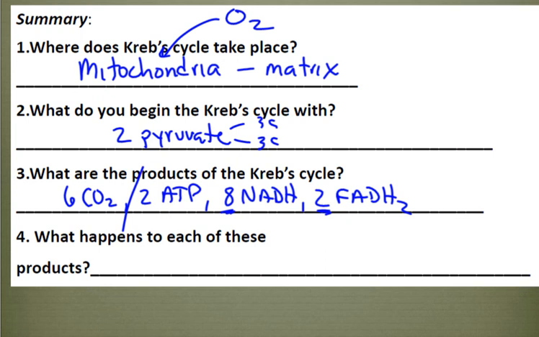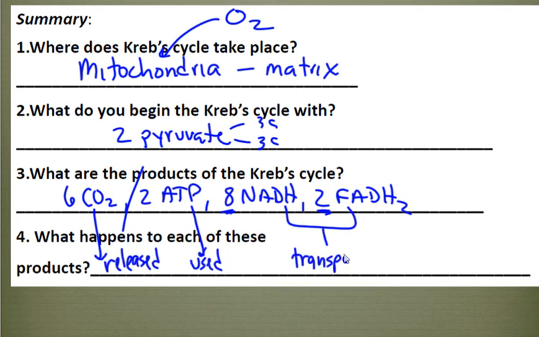So what happens to each of these products? Well, carbon dioxide is released. This is going to be used up. And these are going to be transported to step 3.